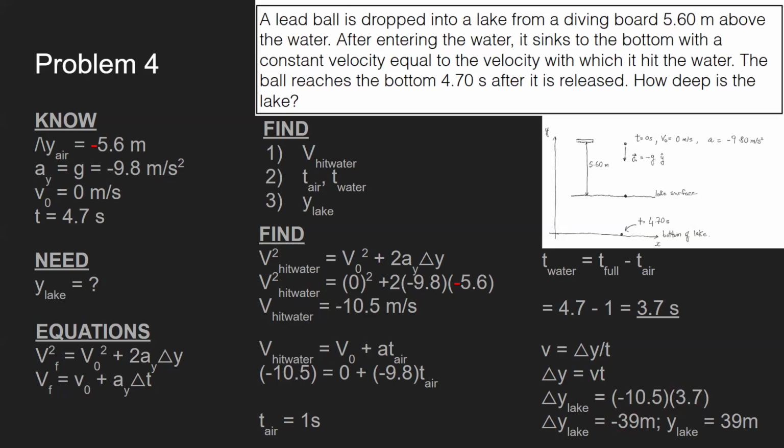But we want how deep is the lake, and you would not use a negative value for that. That's indicating distance. So you take away that negative. So that's something you've got to think about too: would we ever report how deep a lake is as negative? No. So that's why we just say 39 meters.